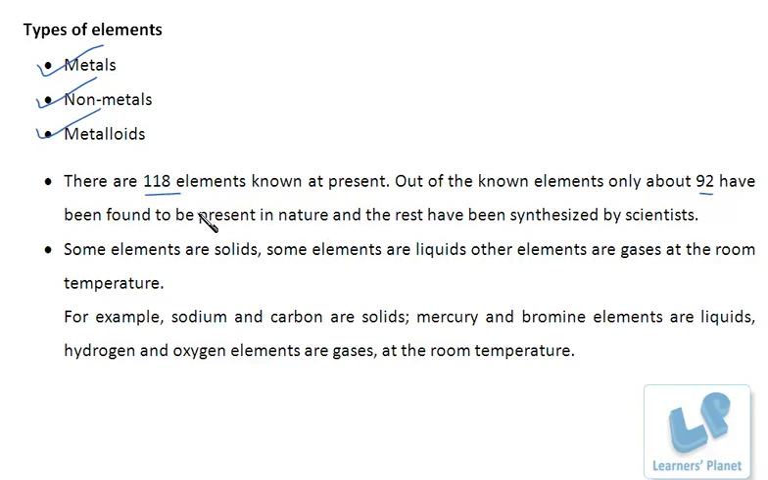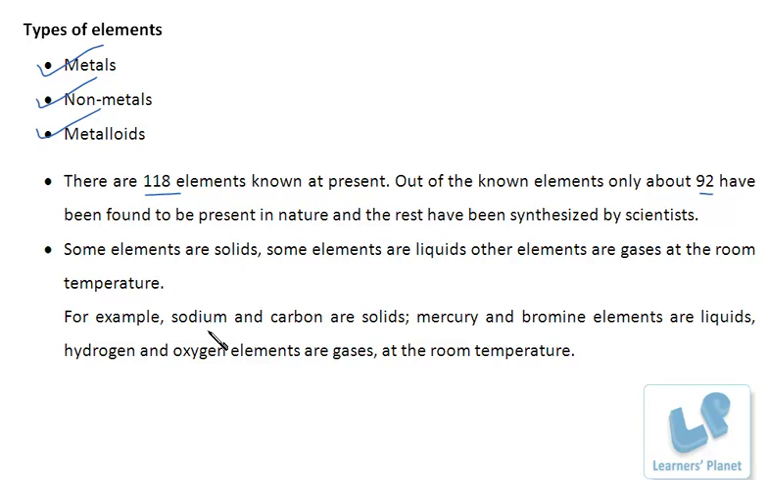Out of these 118 elements, which are the purest and the simplest form of matter, which cannot be separated into other types by physical or chemical methods, that is what an element is. So 92 are found in nature and the rest of them have been synthesized by scientists. How many elements are known to be present in nature? Only 92. That's it.